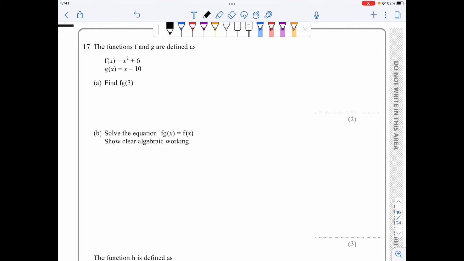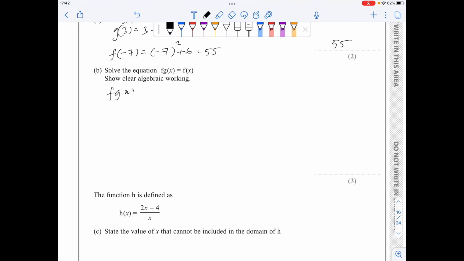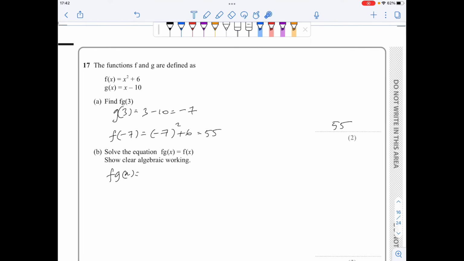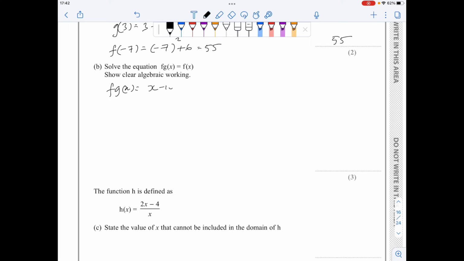In question 17, part A, start by finding G of 3. This is equal to 3 minus 10, which is minus 7. And then proceed by finding F of minus 7. This is minus 7 squared plus 6, which is equal to 55. In part B, I'll first find f g of x. I'll do so by substituting x with g in the f function. So I will replace this x with x minus 10. So I get (x minus 10) squared plus 6.